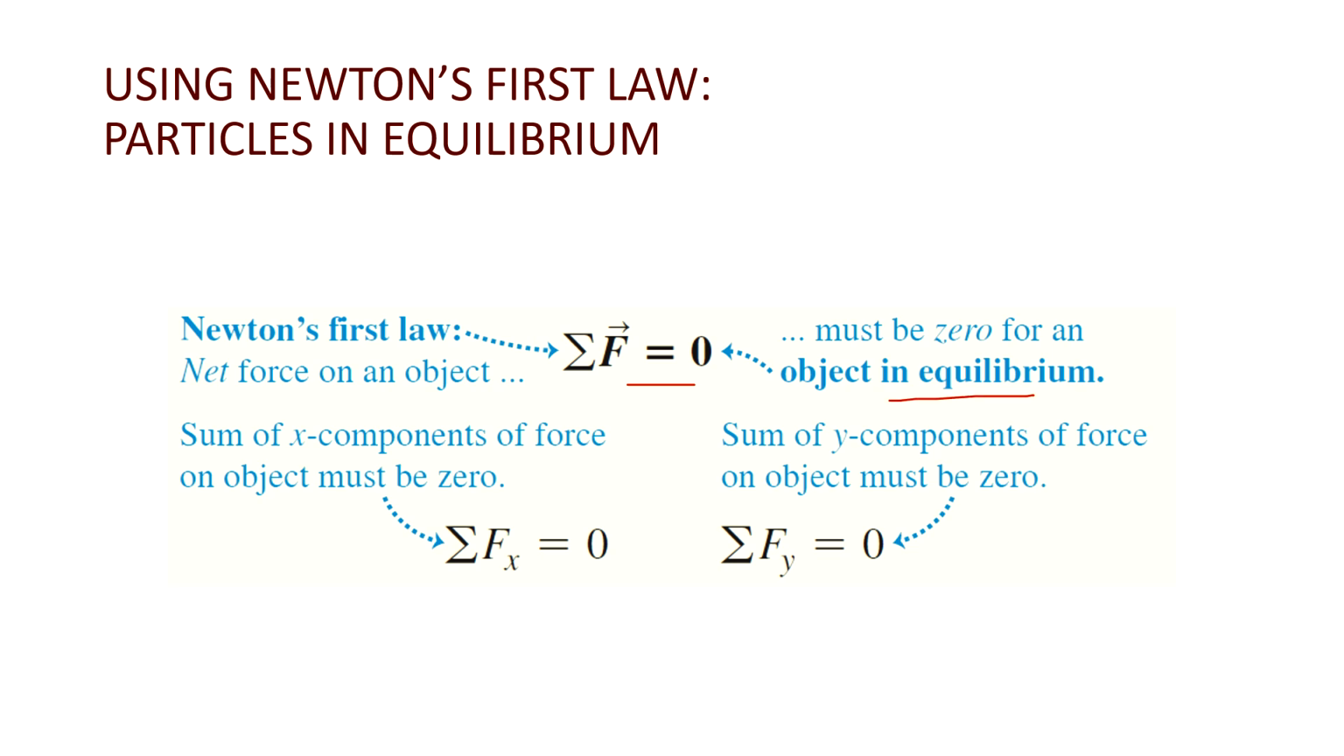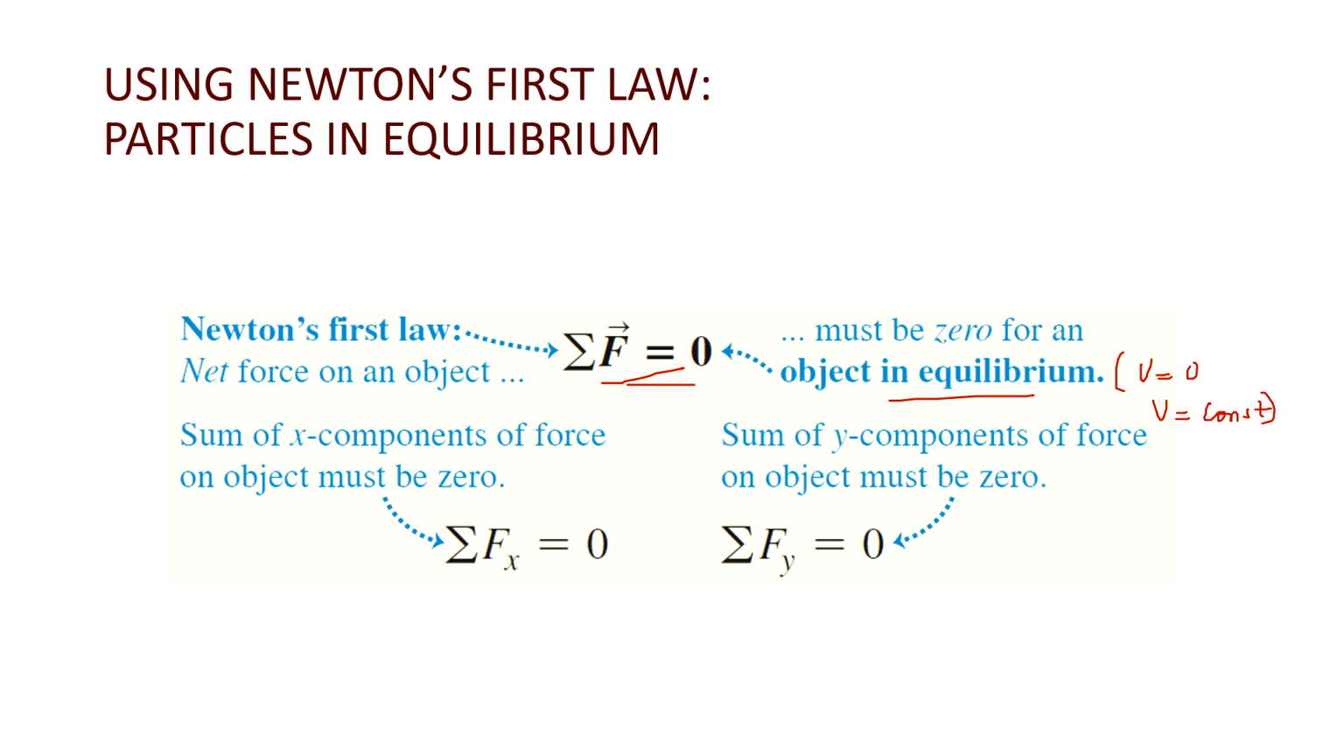Or, on the other hand, we can also state this law like this: if a body is in equilibrium, which means either it has zero velocity or it has a constant velocity, then that implies that the net force acting on the body should be zero.